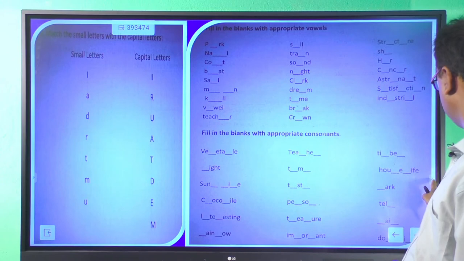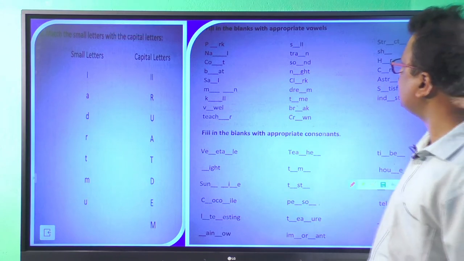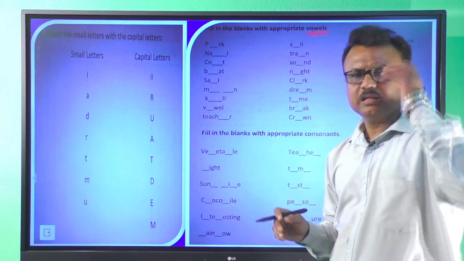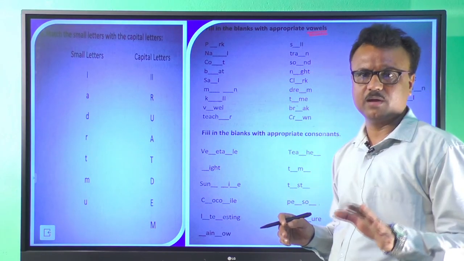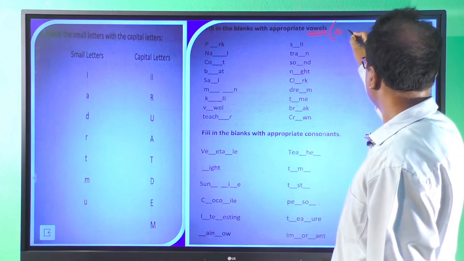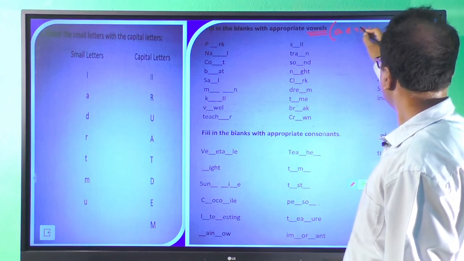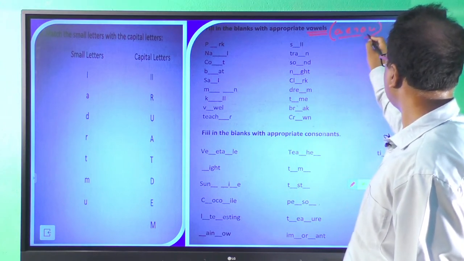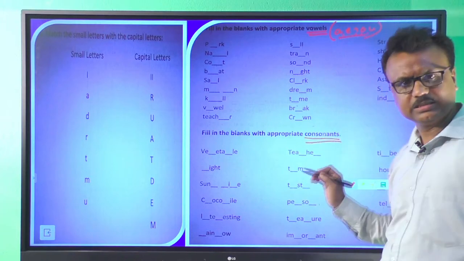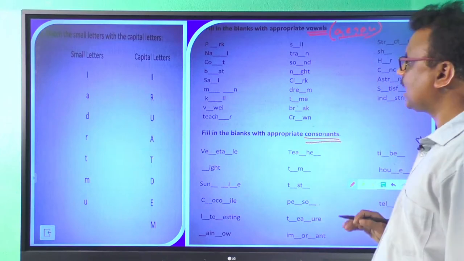Fill in the blanks with appropriate adjectives. See the vowels and adjectives. We know what vowels are. Actually there are 5 vowels, and you know them. What are they? A, E, I, O, U, isn't it? So these 5 vowels you have to supply. The rest 21 are consonants. So you have to fill them with vowels and consonants.